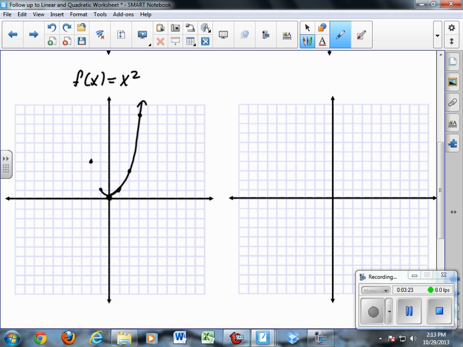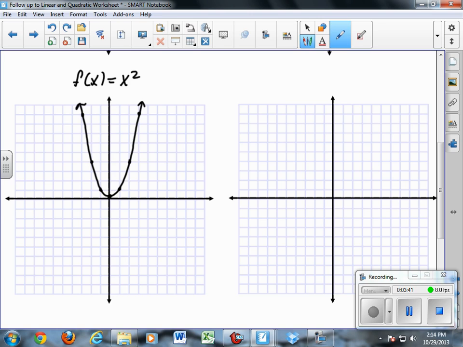Oops, I think I did 3. Let me start over here. 1, 1, 2, 4, 3, 9. There we go. That's better. Negative 1, 1, negative 2, 4, negative 3, 9. So there is my parabola.